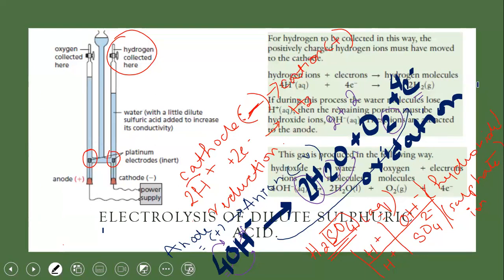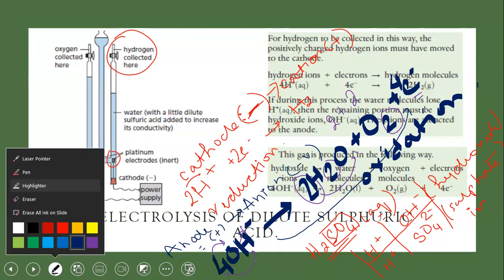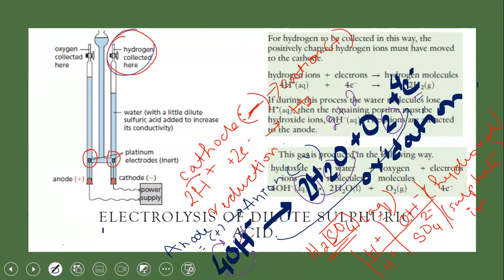So what is the end product? The end product is that at the cathode, I am getting hydrogen gas. At the anode, I am getting oxygen gas, right? And that is the final product. I have got oxygen gas and I've got hydrogen gas. So this is how we do electrolysis of solutions, especially dilute solutions.